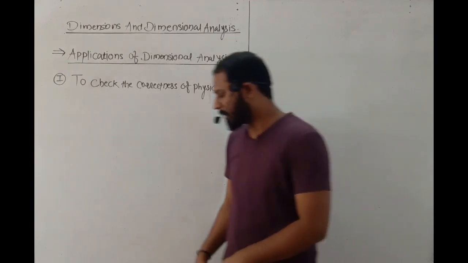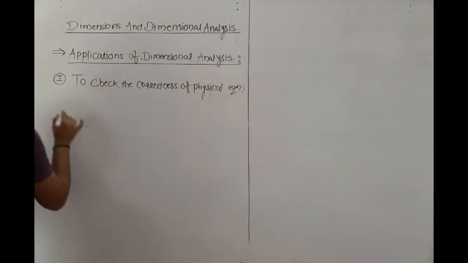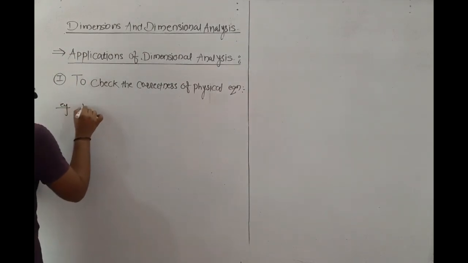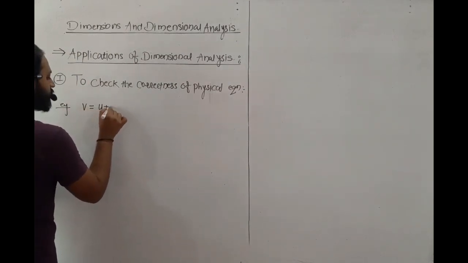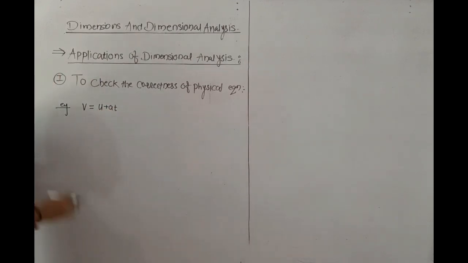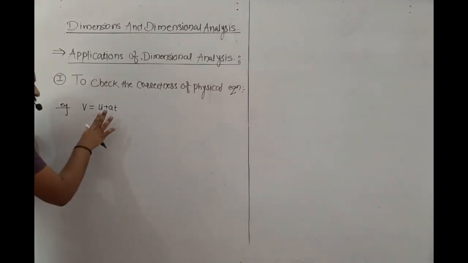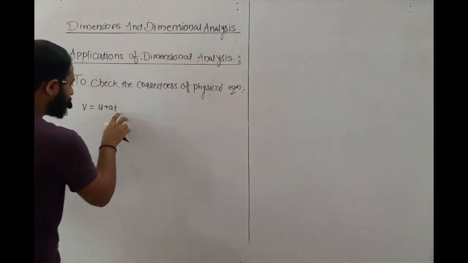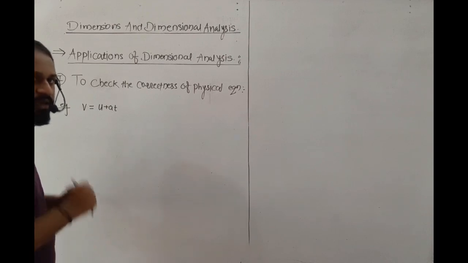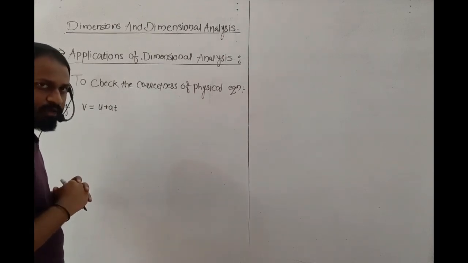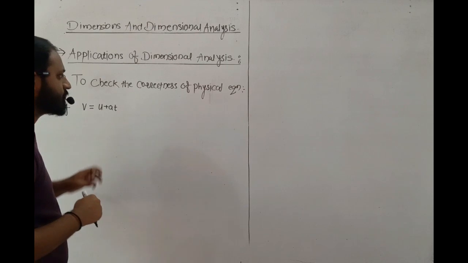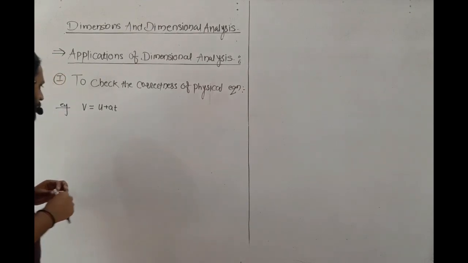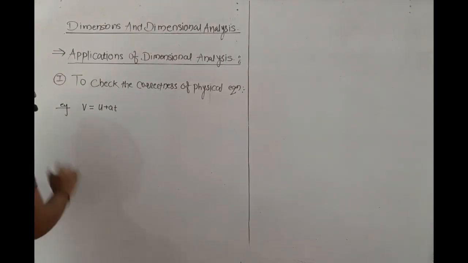Now see, I will take the first example, that is v equals u plus at. This is the first kinematic equation. Here v is the final velocity and u is the initial velocity, a is the acceleration and t is the time. Now we will see, is the left hand side equal to the right hand side? Does it hold the principle of homogeneity?